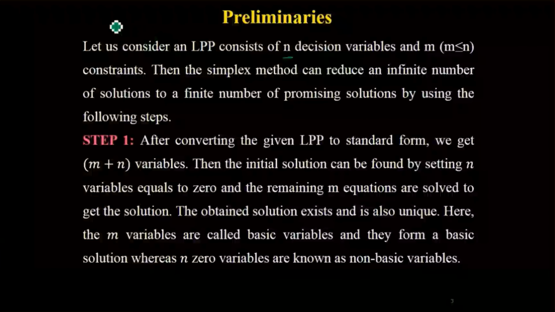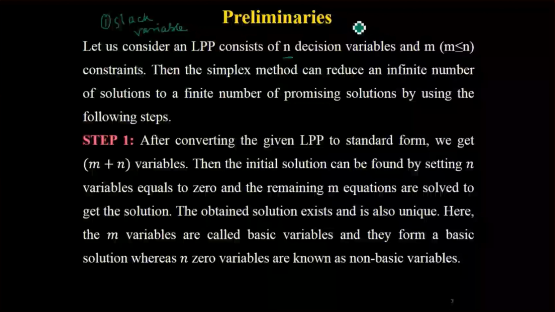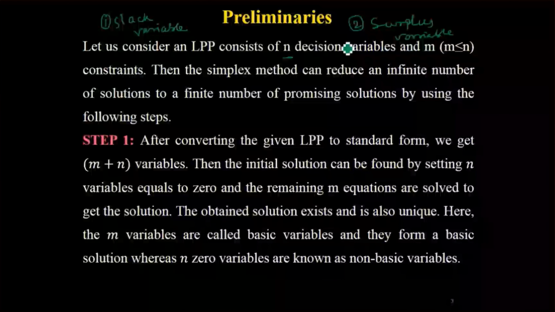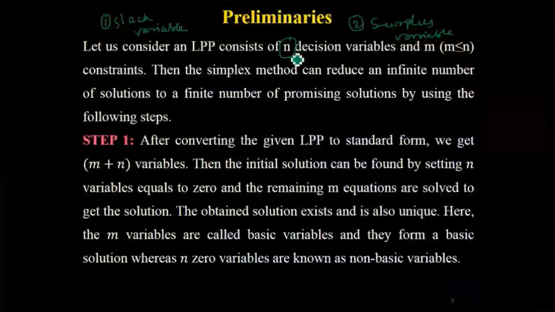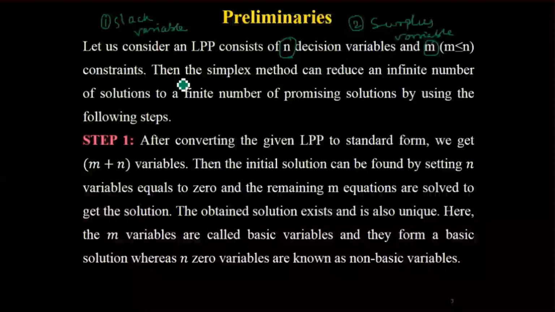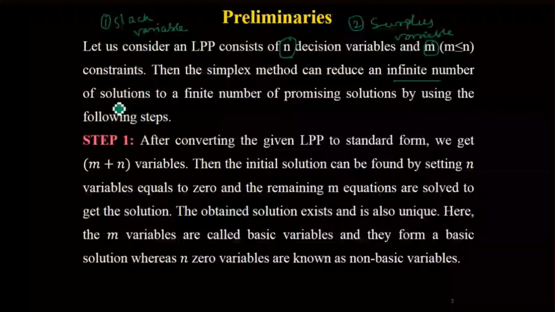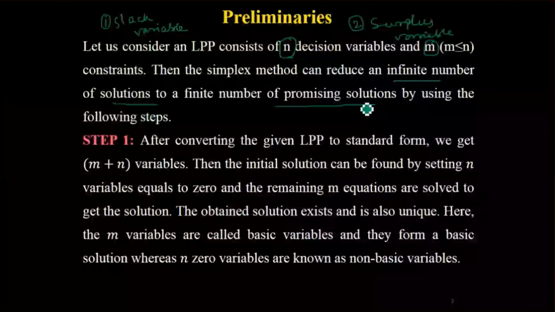We add slack variables and we subtract surplus variables to make the constraints equality form. If you convert that, definitely you will have a number of decision variables more than the number of constraints or equations. Then the simplex method can reduce an infinite number of solutions to a finite number of promising solutions.